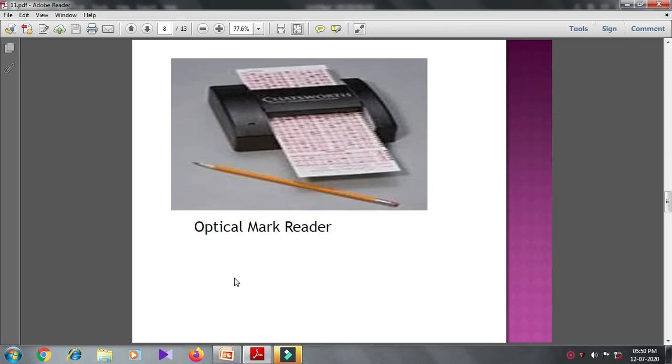Next, OMR, Optical Mark Reader. An OMR is capable of recognizing a pre-specified type of mark made with a dark pencil or ink. It is commonly used for grading specially designed MCQ answer sheets.